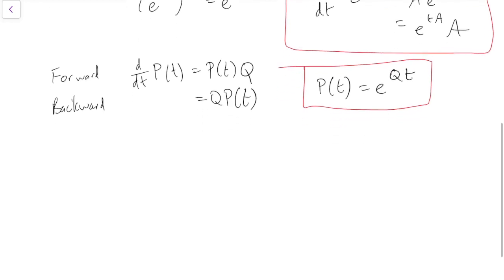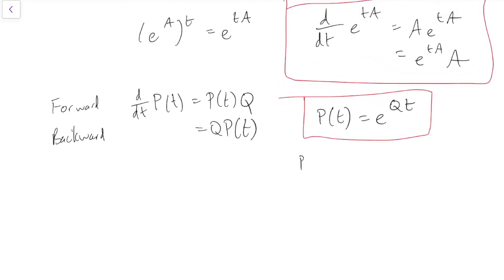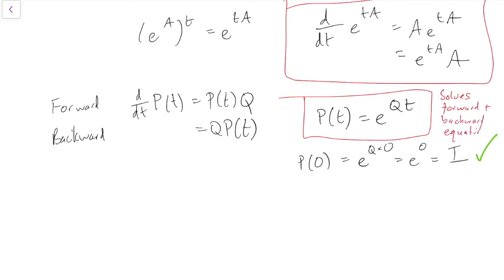Strictly speaking, we ought to check that it also satisfies the initial condition. P0 is e to the Q times 0, which is e to the 0, which we said we were interpreting as I, and that is indeed the initial condition for the forward and backward equations. So this solves the forward and backward equations. And so in particular, that is the transition semigroup. P of t, the ijth entry of that, is the probability of going from i to j in time t, because it solves the forward and backward equations.